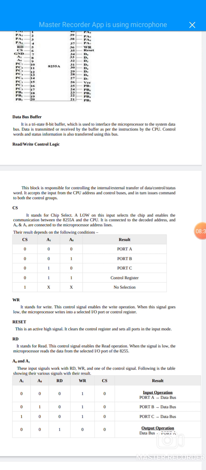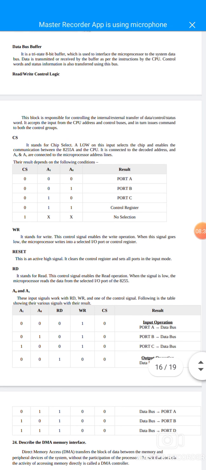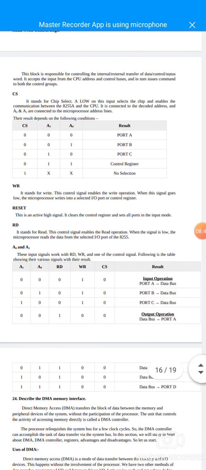It is connected to the decoded address, and A0 and A1 are connected to the microprocessor address bus. The CS, A1, A0 result will be displayed on the screen. WR stands for write. This control signal enables the write operation. When the signal goes low, the microprocessor writes into a selected input output port or control register.